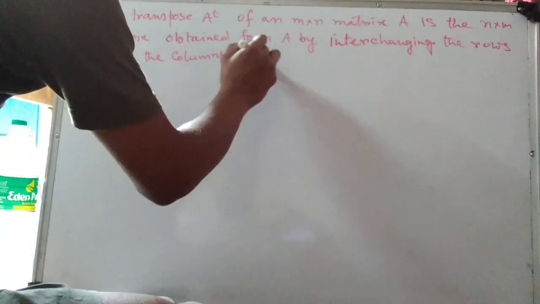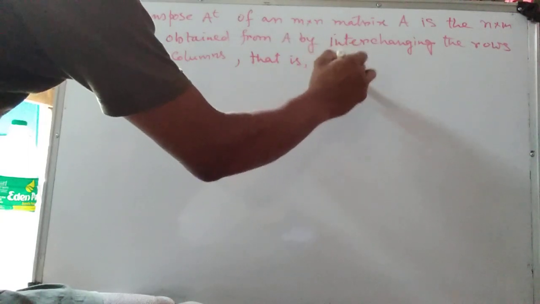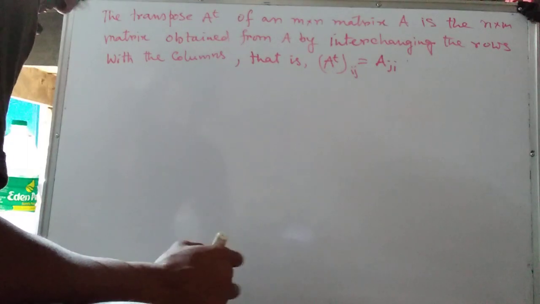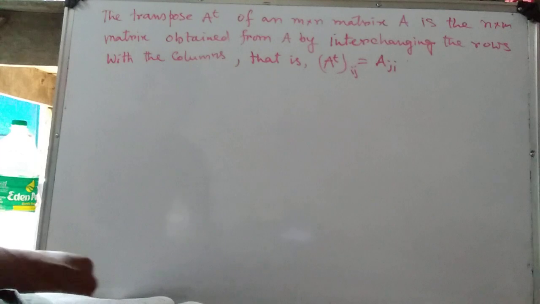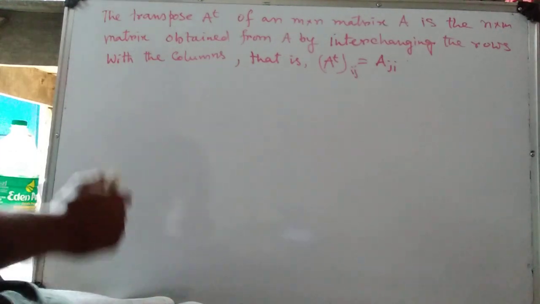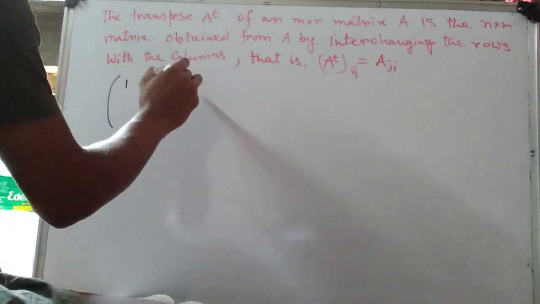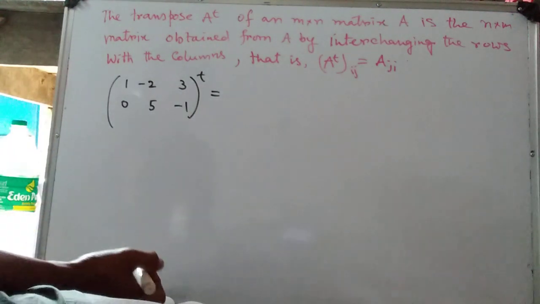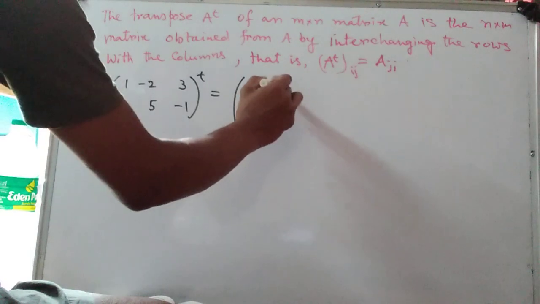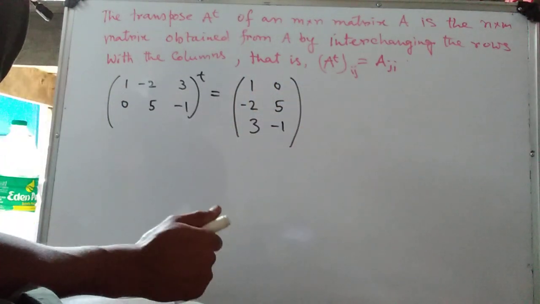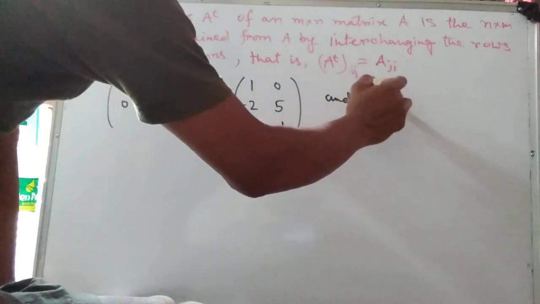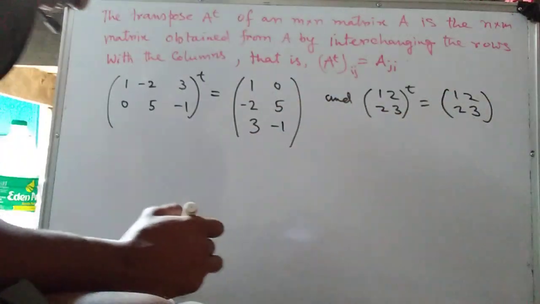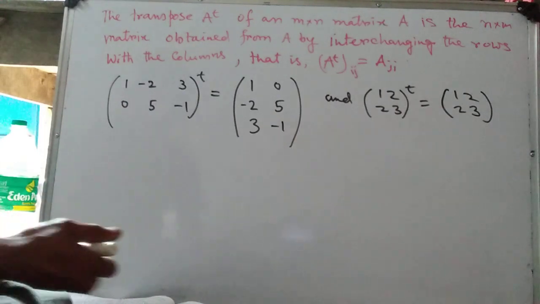That is, (A^T)ij equals Aji. Now further discussion: the matrix 1, minus 2, 3, 0, 5, minus 1, its transpose is written with rows and columns interchanged. And the transpose of the matrix 1 2 2 3 is 1 2 2 3.